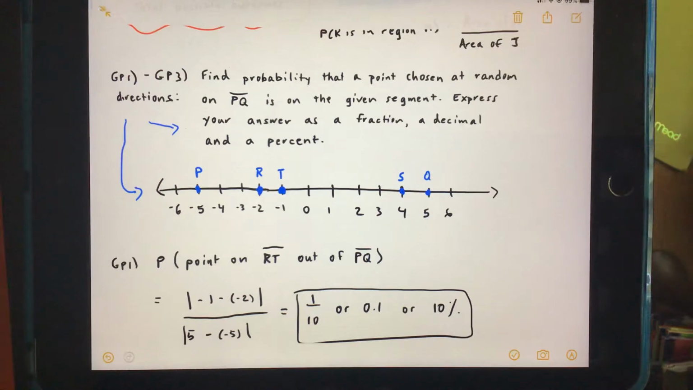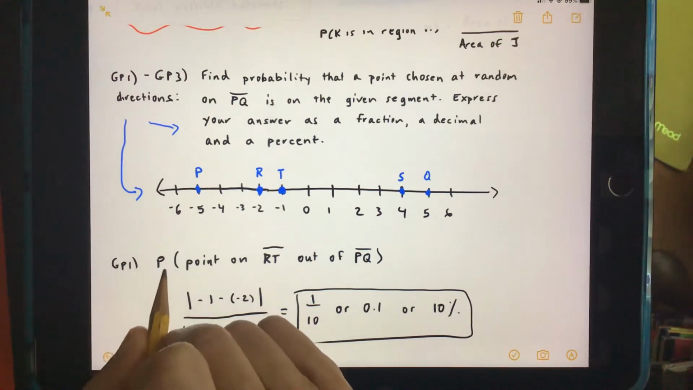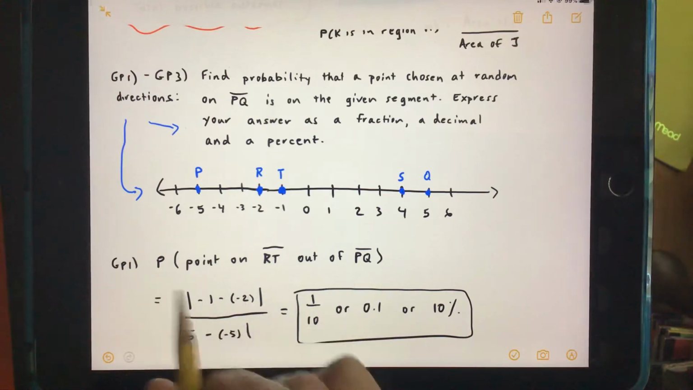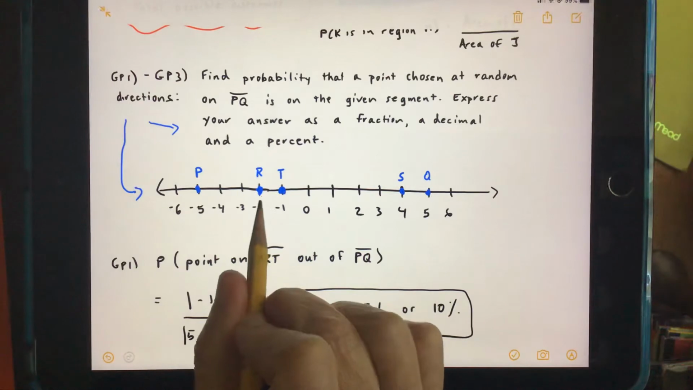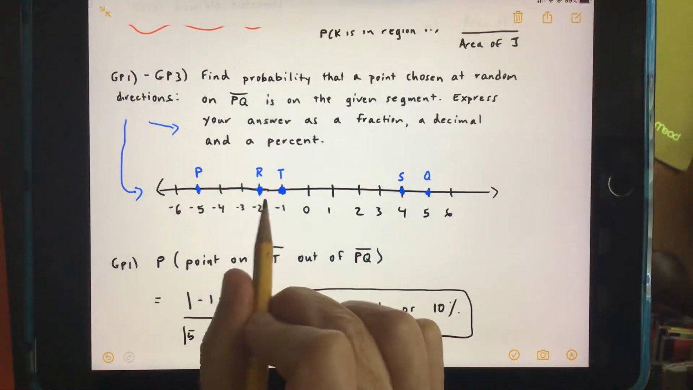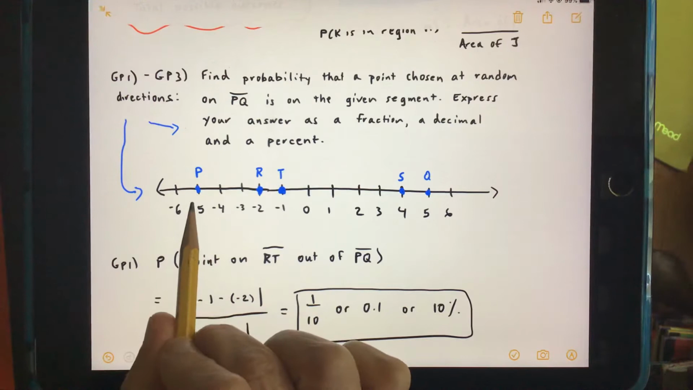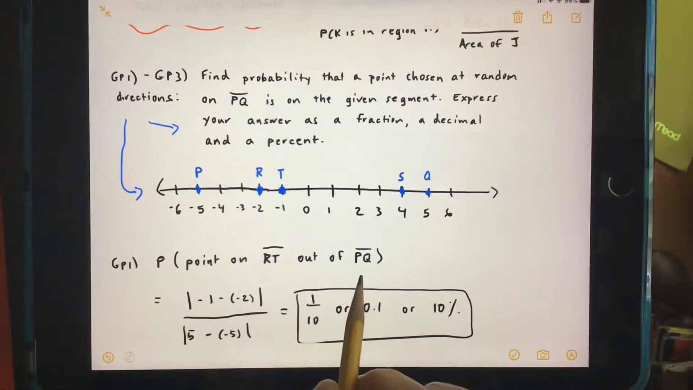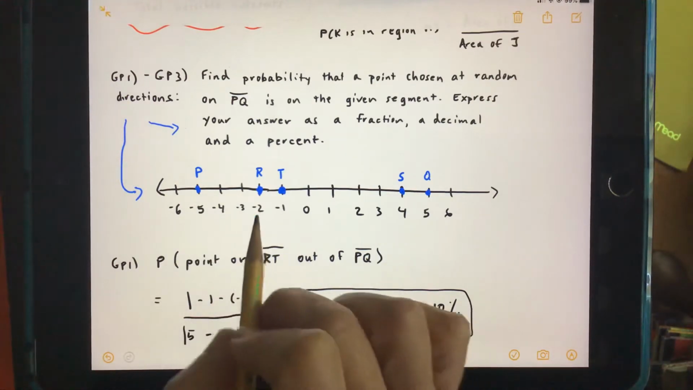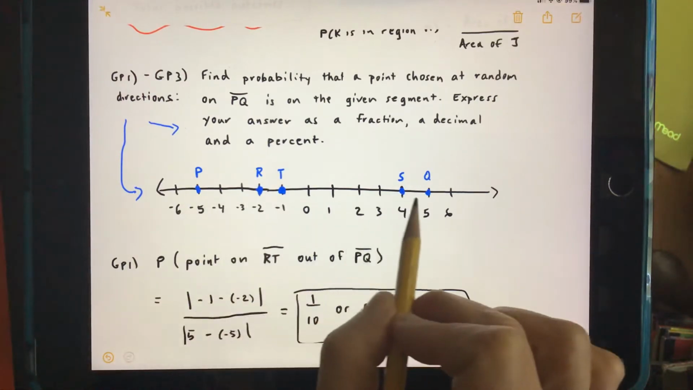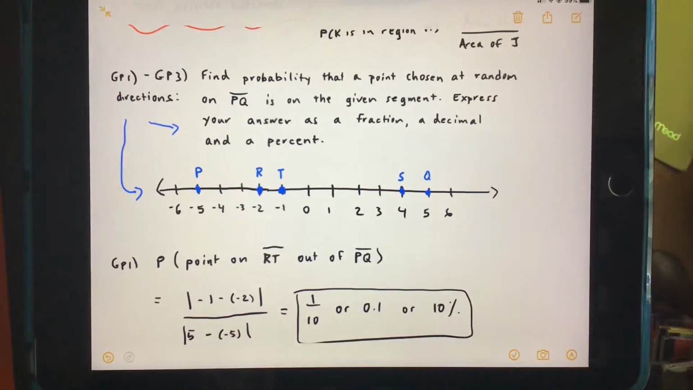So question number 1, what is the probability? This is how we write probability. We put a letter P, and then we enclose in parentheses what we want to have happen. What is the probability of a point on RT, that is, that we're going to get a random point somewhere between -2 and -1, out of all of the possible places where it could land from -5 to 5, because that is the segment PQ? What's the chance of randomly selecting a point between R and T when you could randomly select a point out of all of the locations on the number line from P to Q, from -5 to 5?